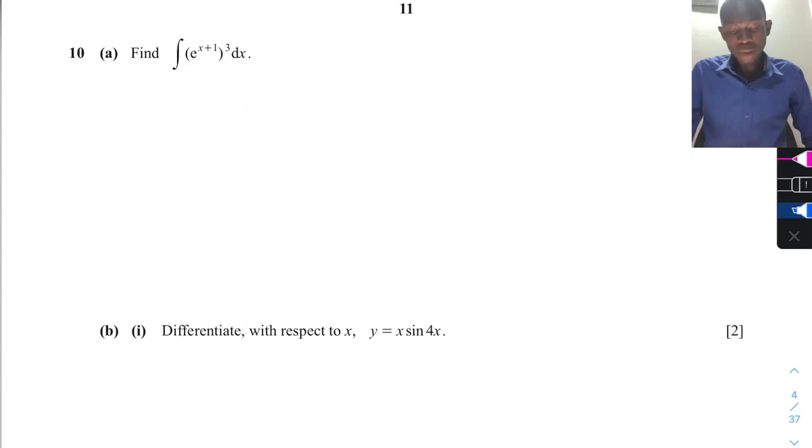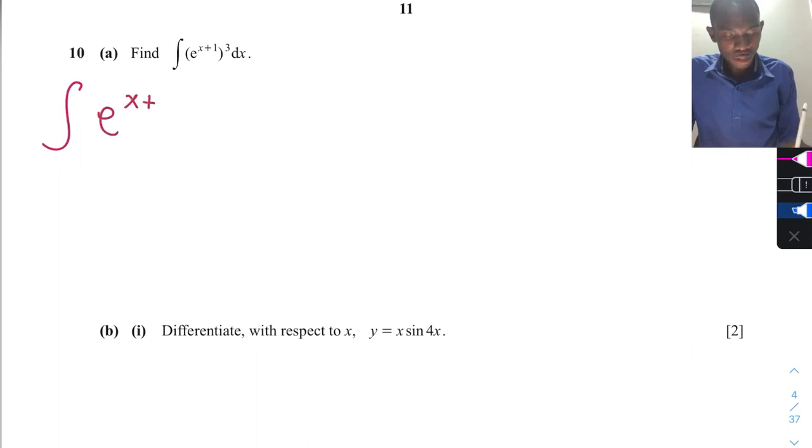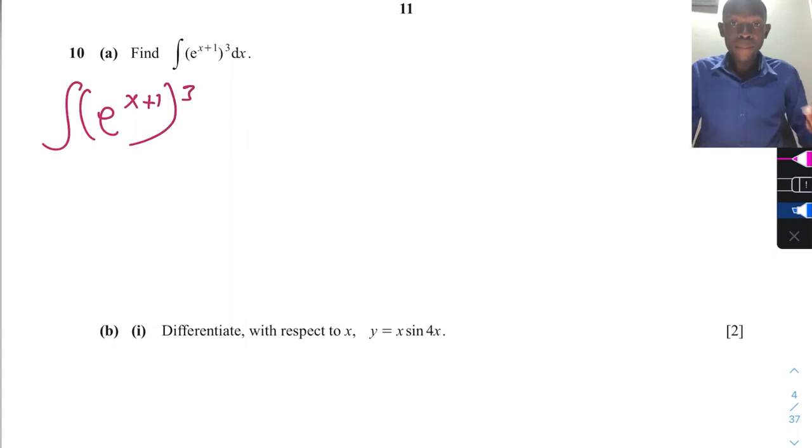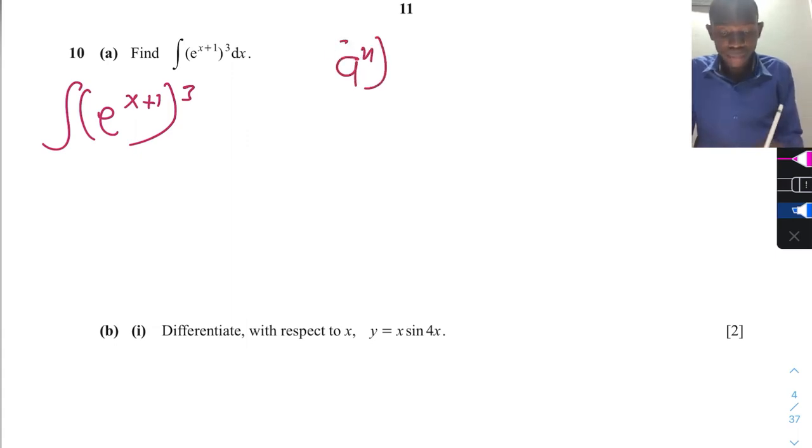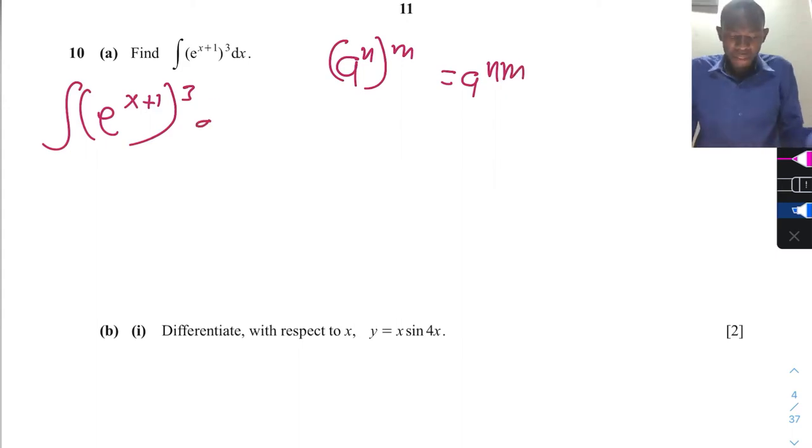At a glance, you might think that this is difficult, but it's not. If you have the integral of (e^(x+1))^3, remember indices: (a^n)^m is a^(mn), so you multiply the powers. It's really simple.